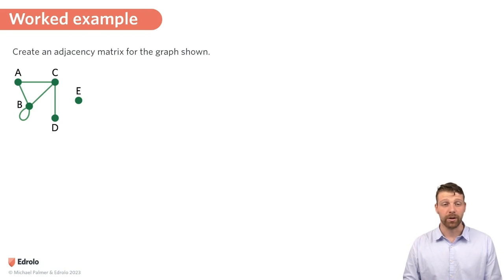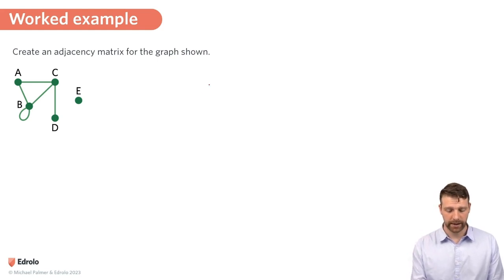Okay, we've got a worked example. I'm supposed to create an adjacency matrix for the graph shown. So we're going to do that. First thing I'm going to do is count the vertices. I've got A, B, C, D, E, so that's 5. I'm going to need a 5 by 5 matrix. I'm going to draw it nice and big here.